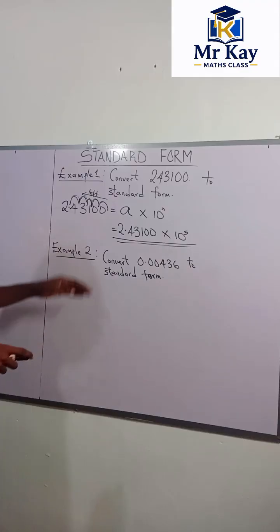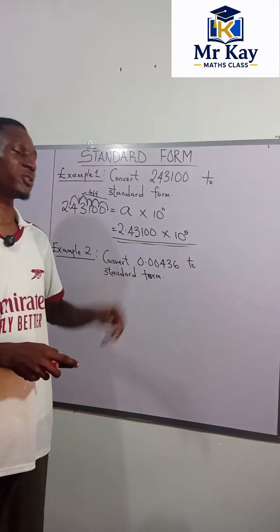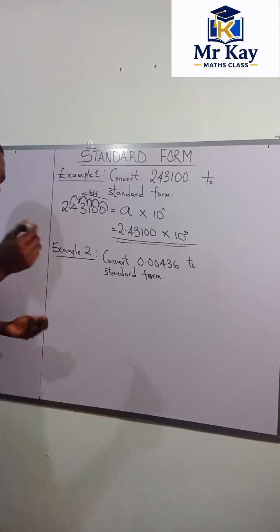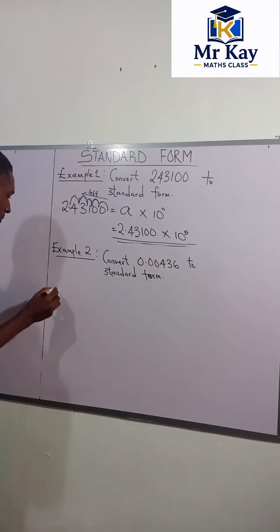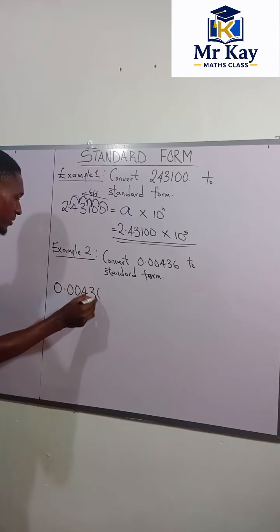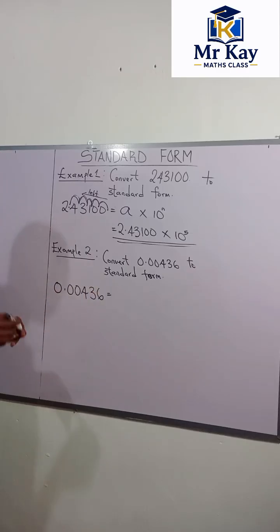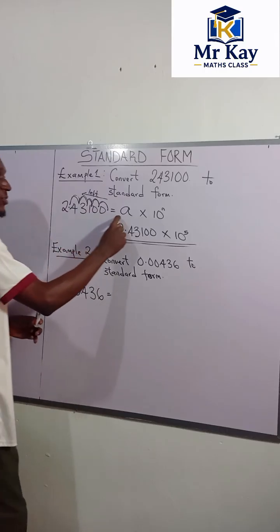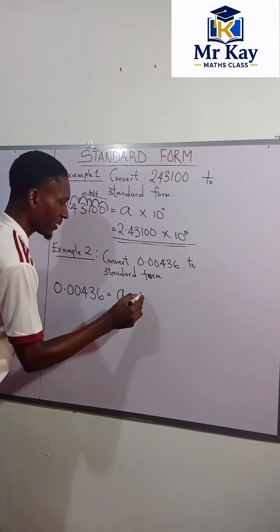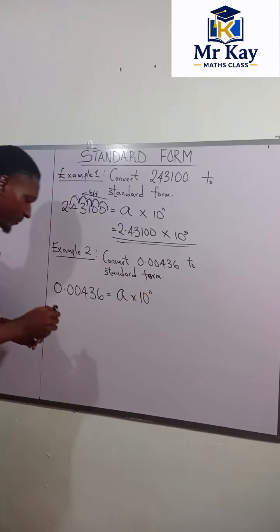And this example says convert 0.00436 to standard form. We are going to follow the same steps. The first thing we do is we identify our point. We have 0.00436, right? And then you write your formula: A multiplied by 10 raised to the power of n.